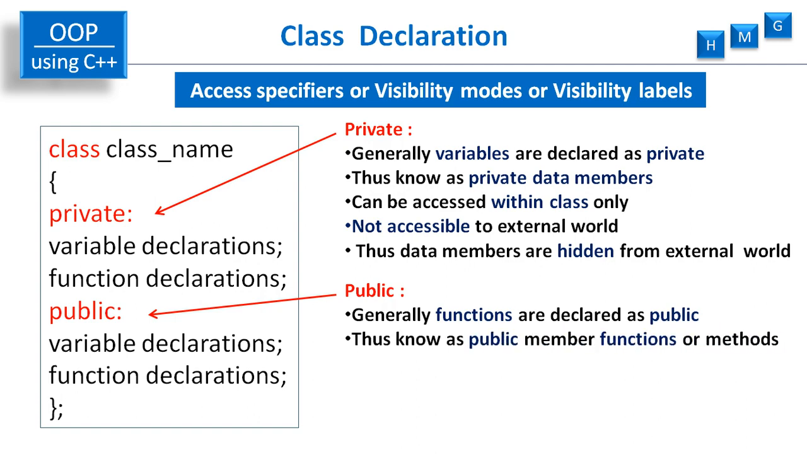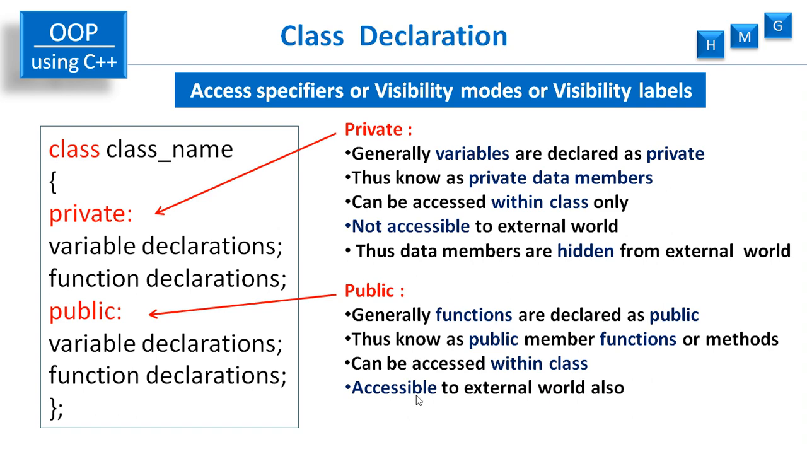Thus, these public functions are methods. So they are known as public member functions or methods. These public member functions can be accessed within the class as well as accessible to the external world. So unlike private data members, the member functions can be accessed within the class as well as outside the class also.